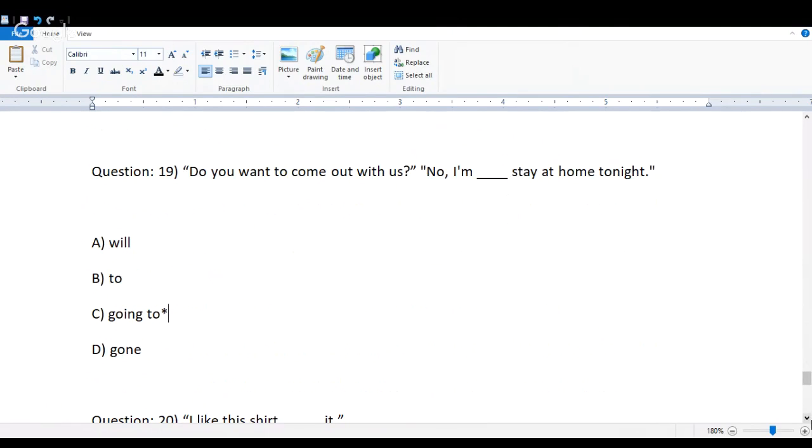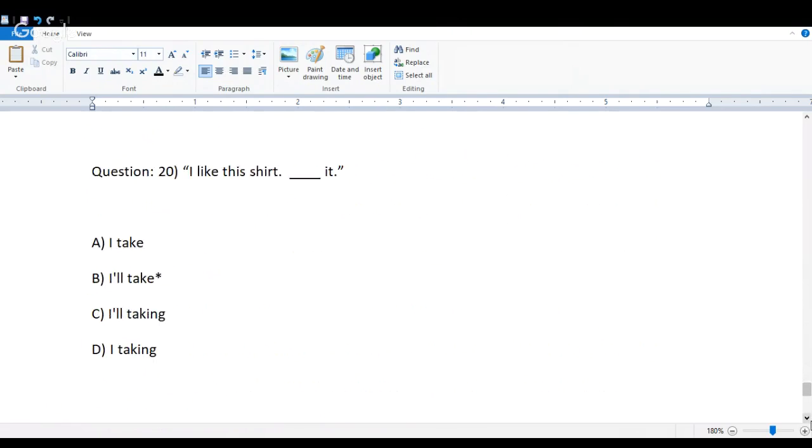Okay, so let's take a look at the last one here. I like this shirt. I'll take it. Why am I using I'll in this case? And not, for example, the present continuous. Not that it's one of the options, but... Maybe because you're going to buy that shirt. And is this a planned or non-planned action?